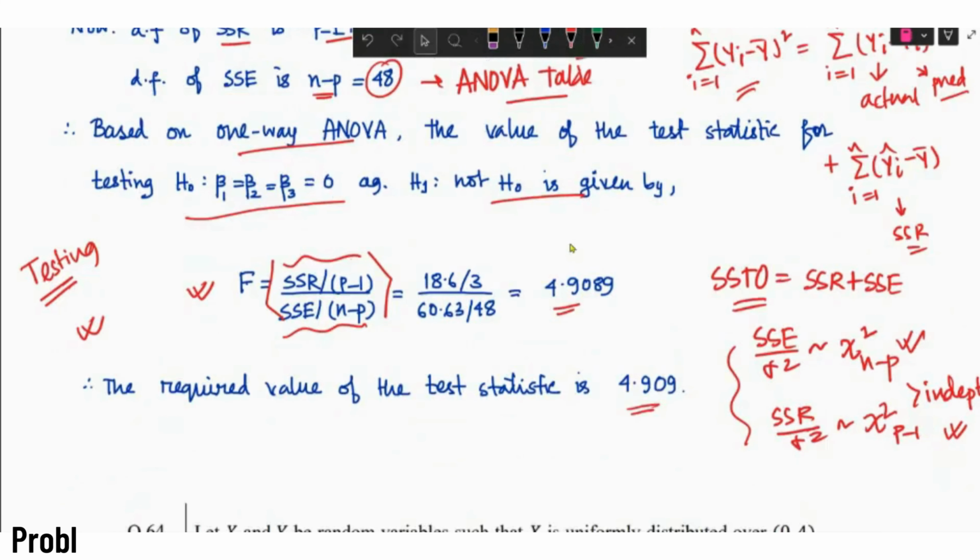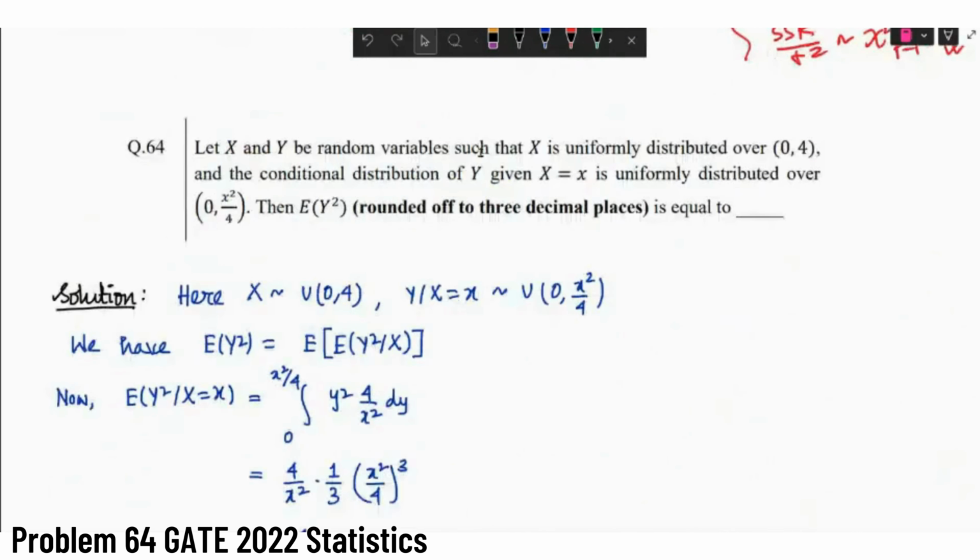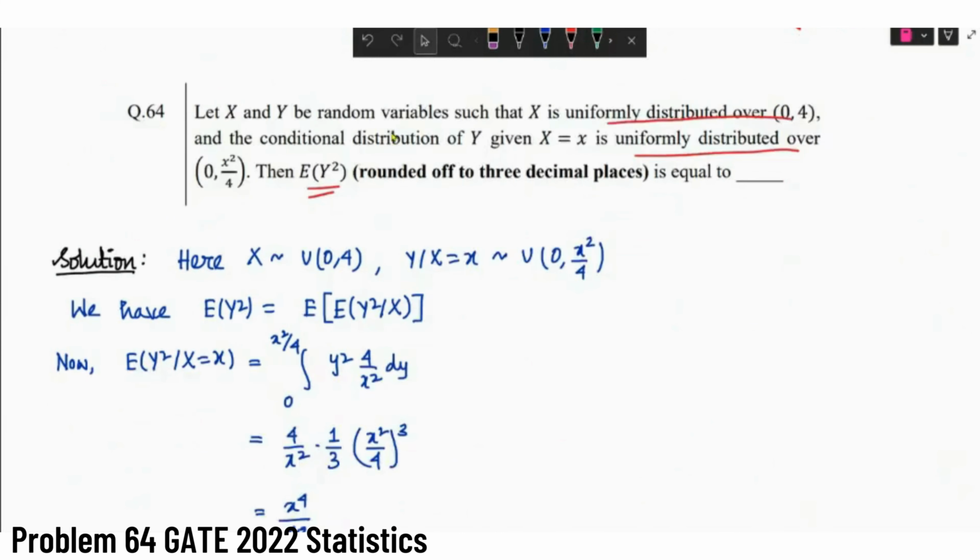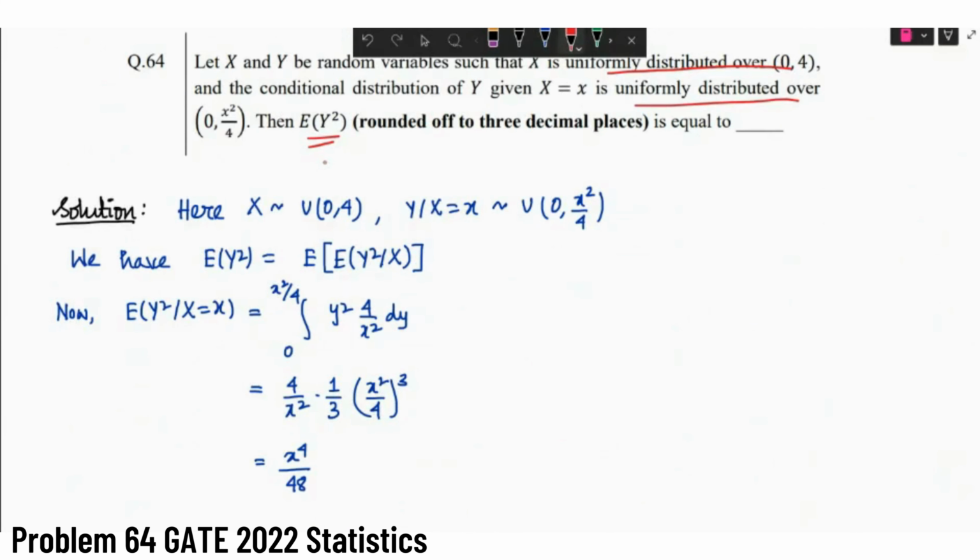Next, consider problem number 64, which says that X and Y are two random variables where X is uniformly distributed over 0 to 4, and the conditional distribution of Y given X equal to small x is uniformly distributed over 0 to x square by 4. We have to find the expectation of Y square. Let us consider that X follows uniform 0 4 and Y given X follows uniform 0 to x square by 4.